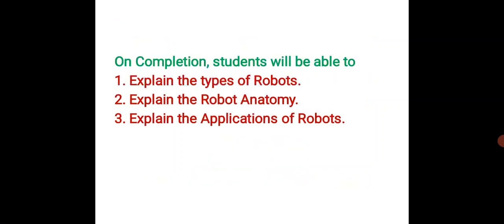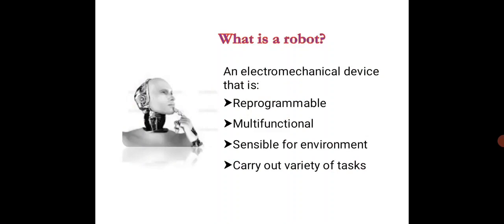On completion, the students will be able to explain the types of robots, explain the robot anatomy. They will be able to explain where the robots are really applied. So, what is a robot? It's an electromechanical device which can be reprogrammed. It is multifunctional. It is sensible to the environment. It can carry out a variety of tasks.